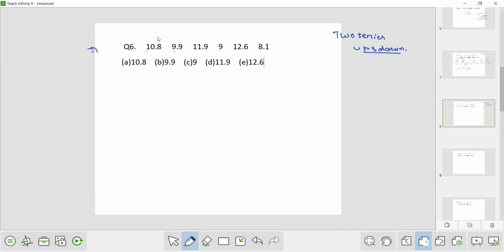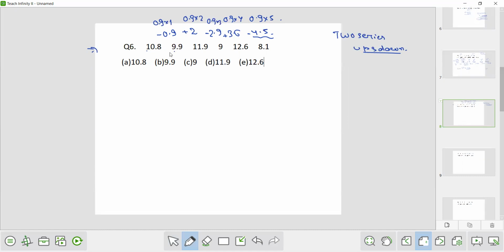10.8, 9.9. This is minus 0.9. This is plus 2. Then this is minus 2.9. Then this is plus 3.6. And this is minus 4.5. Now, if you look at this and analyze this series, it seems this is my 0.9 into 5. This is 0.9 into 4. And this is 0.9 into 1. So it must be 0.9 into 2. And it must be 0.9 into 3.